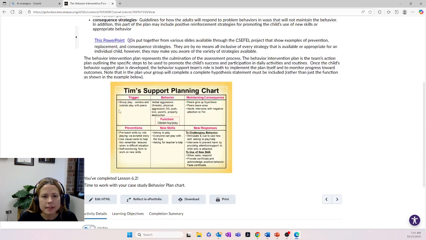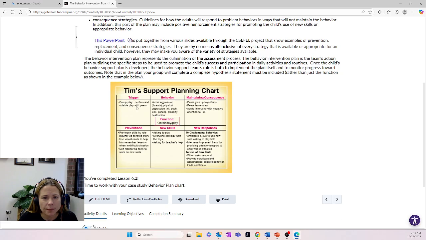So this here gives you a visual of a behavior intervention plan, which is what a team put together. So it will list Tim's behavior, which is going to be verbal aggression, threats, physical aggression. He hits or pushes, kicks or punches. His function is to obtain a toy or play.